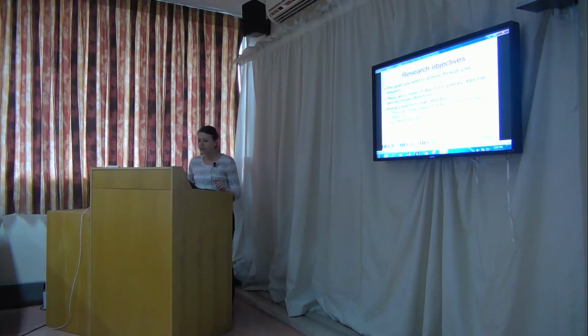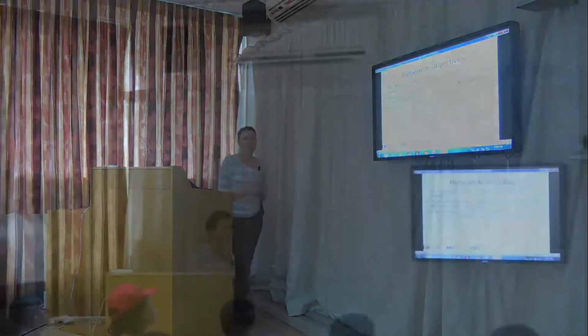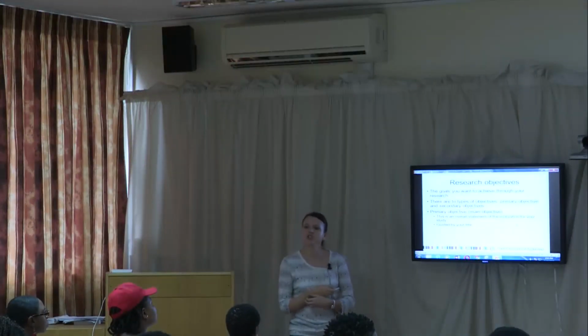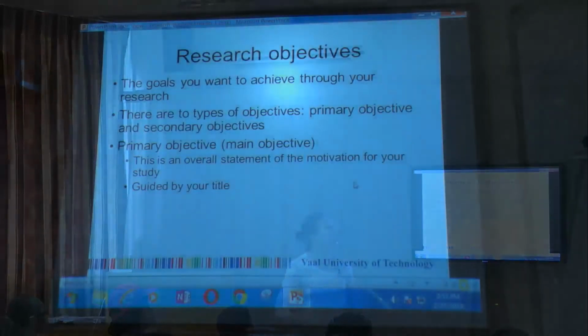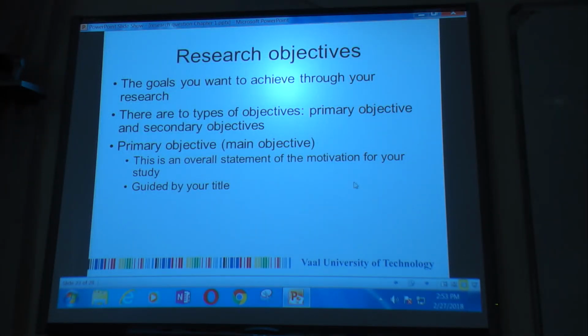Okay, I want to go to the research objectives then. Once again, we need to know what is a research objective. So we all know what objectives are, but this is the goals that you want to achieve through your research. And in research, we get two types of objectives. We get the primary objective, or we can also say that it is the main aim of your research or the primary purpose of the research. And then we have the secondary objectives of the research.